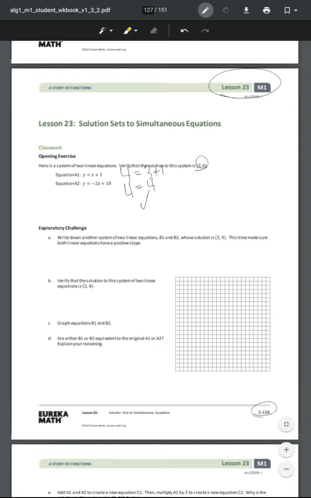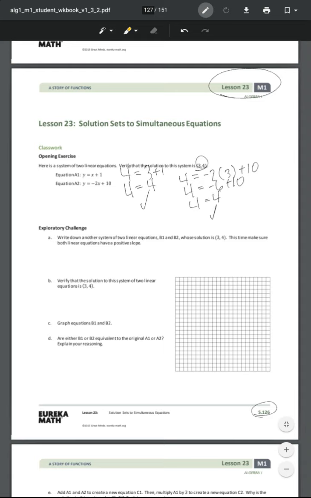Doing the same thing for equation A2, again substituting 4 for y and 3 for x, we get 4 equals negative 2 times 3 plus 10. So 4 equals negative 6 plus 10. And negative 6 plus 10 also equals 4. So this shows me as well that (3, 4) is a solution to equation A1 and A2.